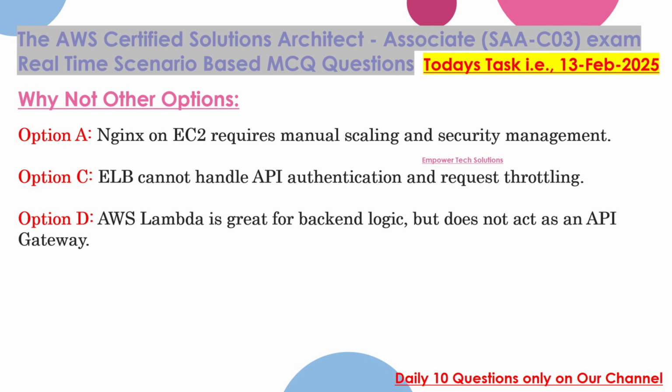Why not other options? Option A. Nginx on EC2 requires manual scaling and security management. Option C. ELB cannot handle API authentication and request throttling. Option D. AWS Lambda is great for backend logic, but does not act as an API gateway.